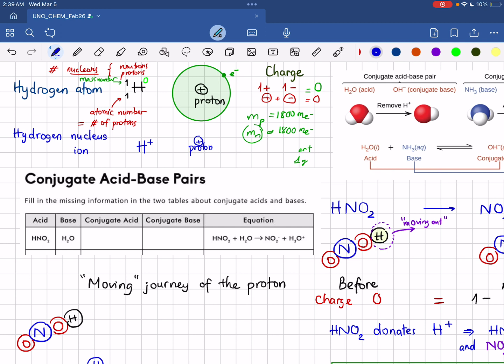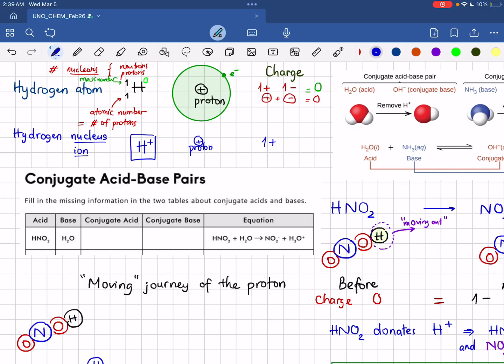Now let's check the charge. There's no electron anymore, just the proton, right? So the charge is now 1 plus, and no minus to cancel it out like in the atom. That's why for the proton we just write hydrogen plus, H plus, or hydrogen nucleus, or the hydrogen ion, the cation, the positive ion.